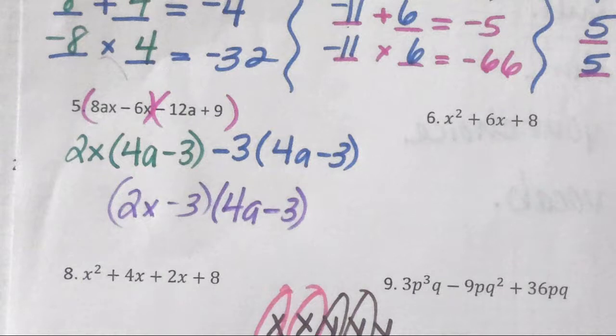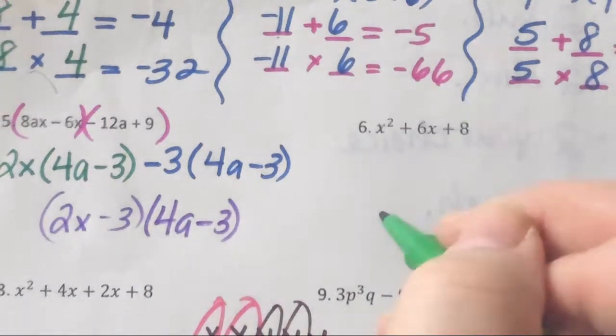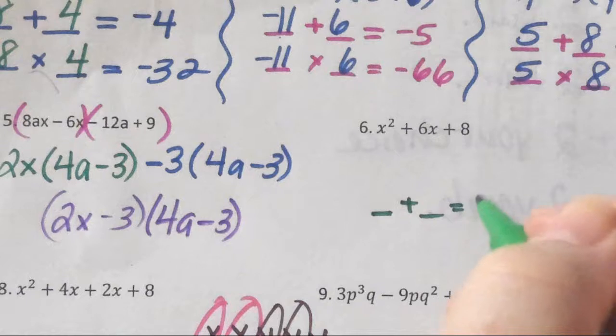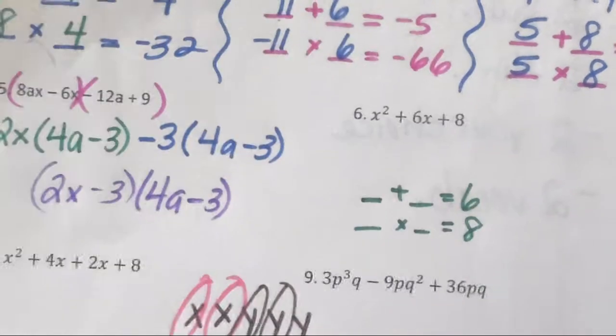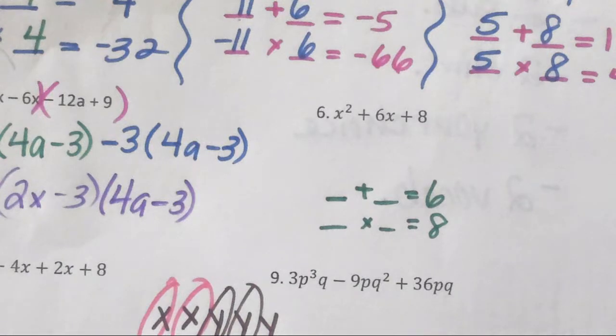Okay, on the next one, there are 3 terms. I don't see a GCF, so we get to do normal factoring. I'm asking myself what 2 things multiply to give me the last term, what 2 things add to give me the middle term. So if you need to write that out, I need to know 2 things that add to give you 6, 2 things that multiply to give you 8, but hopefully you're getting faster and faster at this and can start doing it in your head.